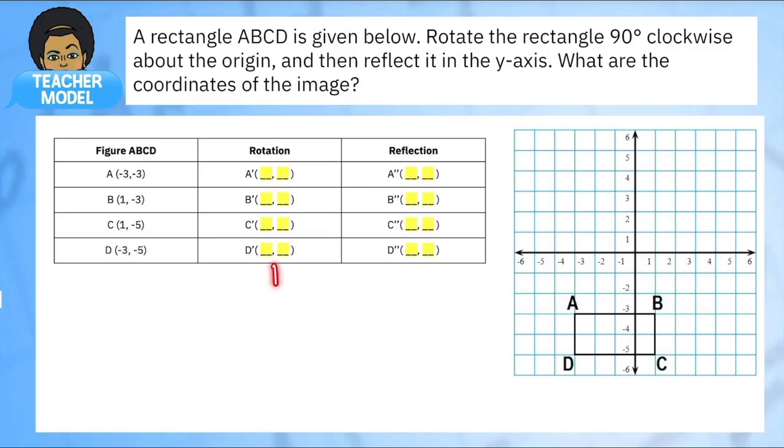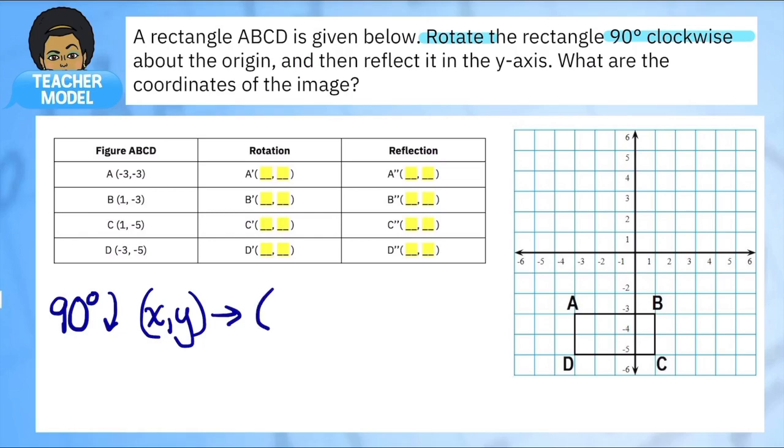So let's start off with our rotations, which we know means we're going to turn the figure either clockwise or counterclockwise. Here we're going to rotate 90 degrees clockwise. I'm going to use my generalizations to help me with this. So with 90 degrees clockwise, my original points are going to flip, and my first coordinate is now going to be its opposite. So not only do I reverse the coordinates, they're going to be opposite. I'm going to use that to map all these out.